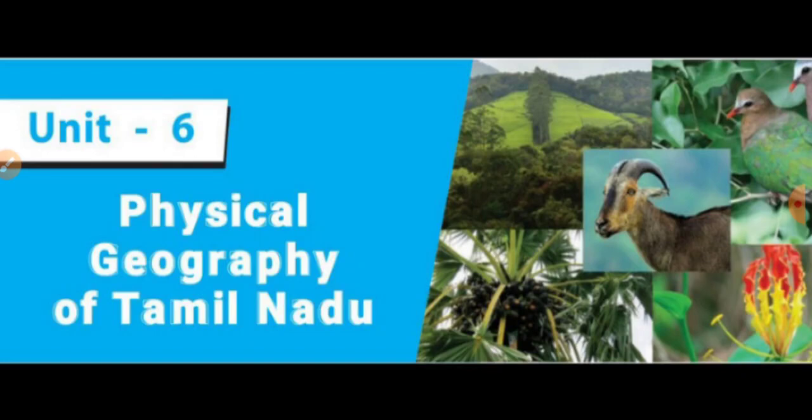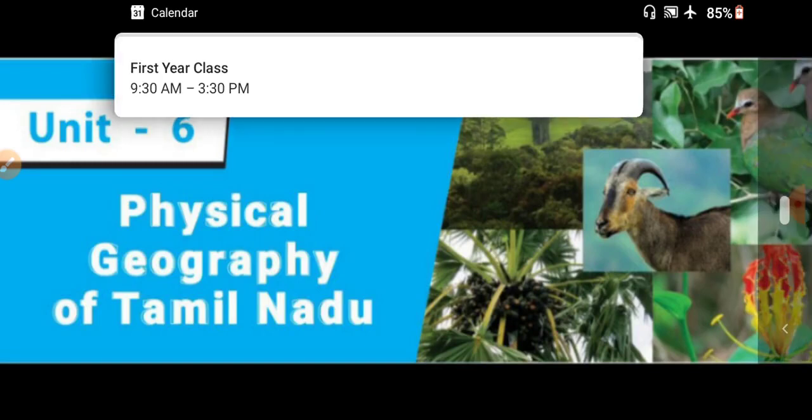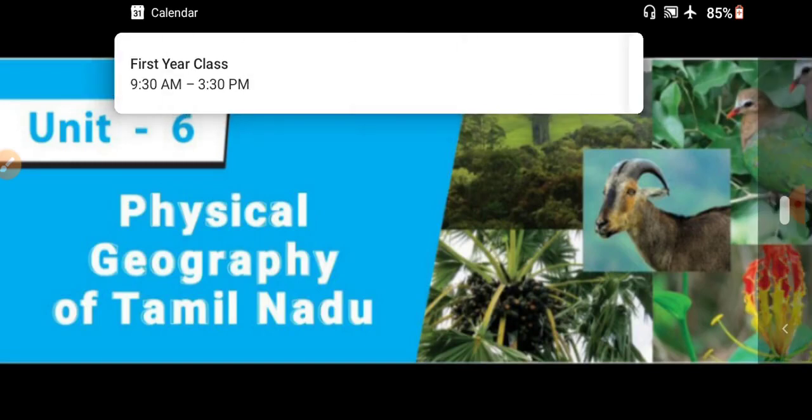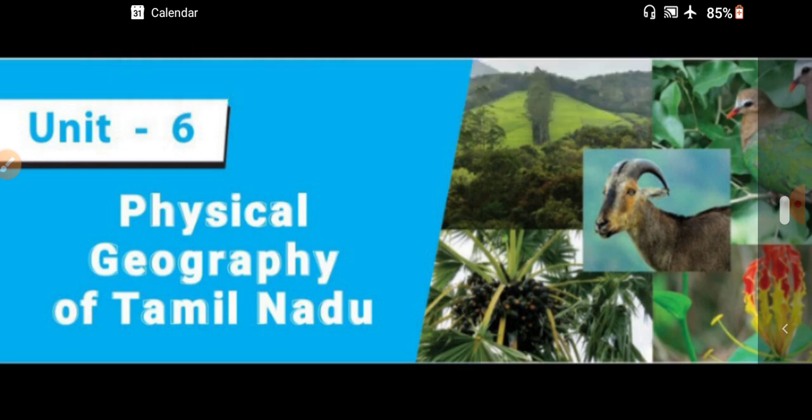First of all, I am going to recall a few important points from the previous class portion. First, we learned about soils of Tamil Nadu. Students, how many types of soils are there in Tamil Nadu? Very good. There are 5 types of soil. What are the 5 types of soil in Tamil Nadu? Excellent. Alluvial soil, black soil, red soil, laterite soil and saline and alkaline soil.